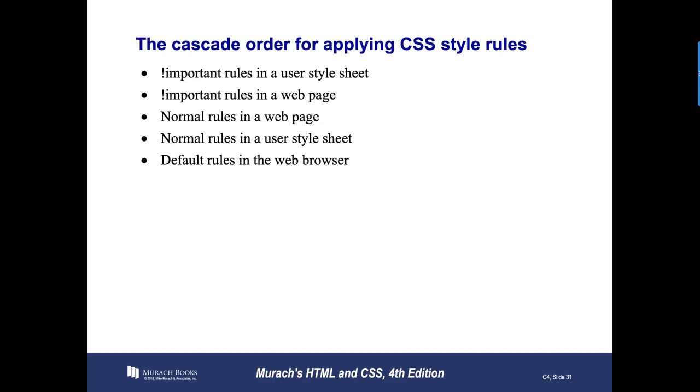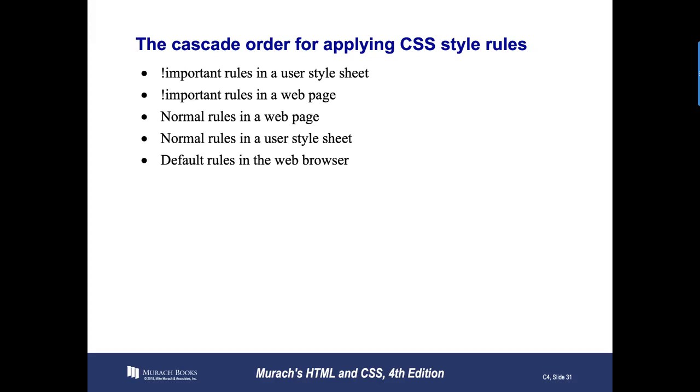So the cascade order for applying CSS style rules, right? That's why it's called cascading style sheets. There is this thing called bang important, that exclamation point, and that is something I don't want you to ever use, because we used to use it when we couldn't get something to work correctly. So we said, I want this font blue, make it blue. And it wasn't working, so you slapped on an important after it and it worked. And then the normal rules in a web page, and then the normal rules in your style sheet. So all these things get applied, and the default rules in a web browser.